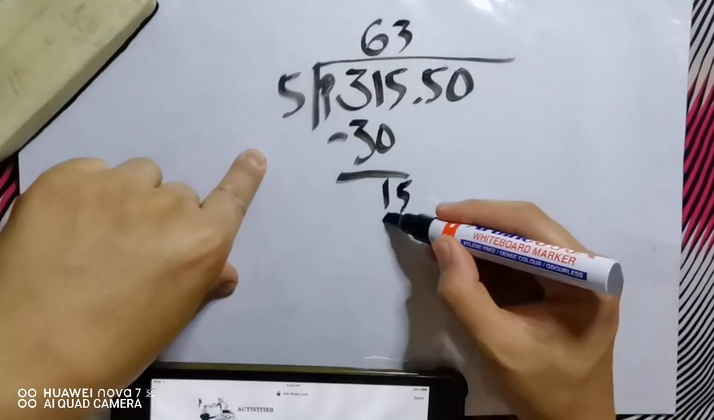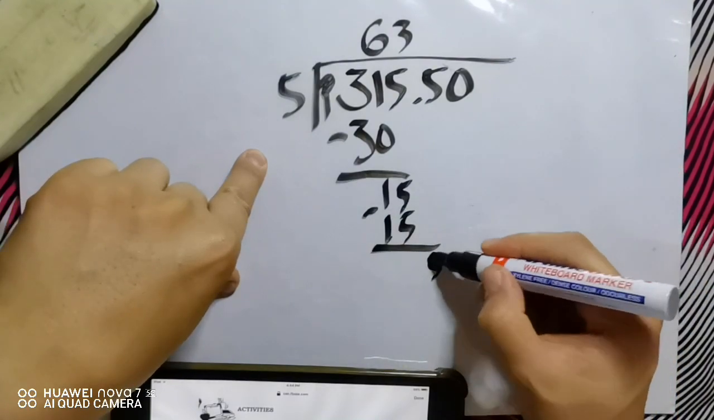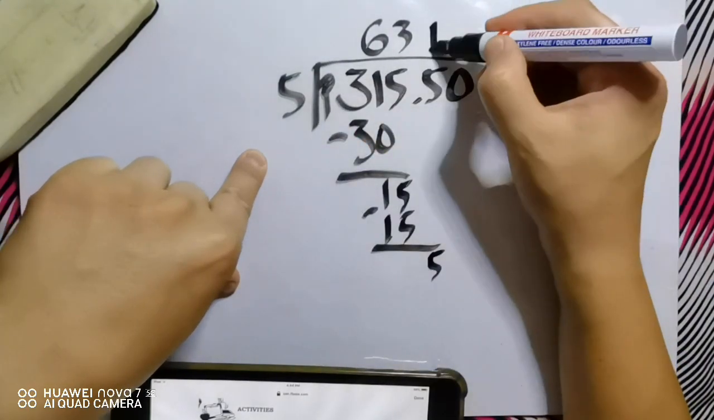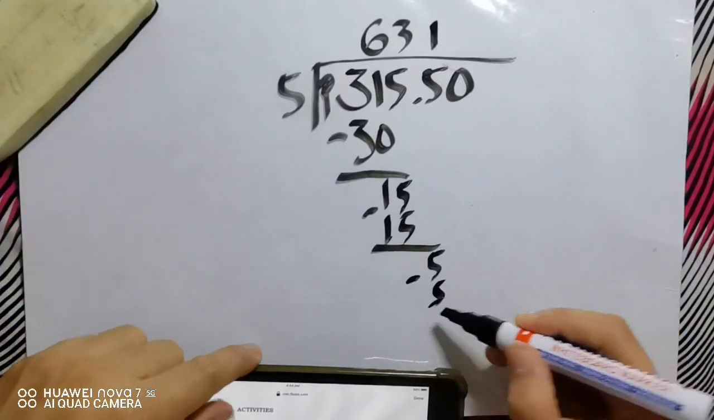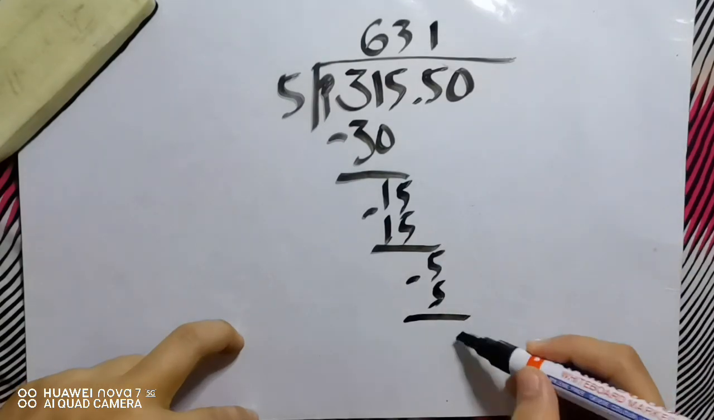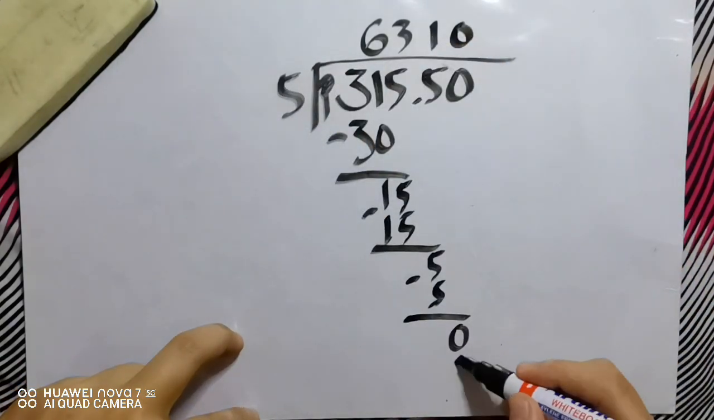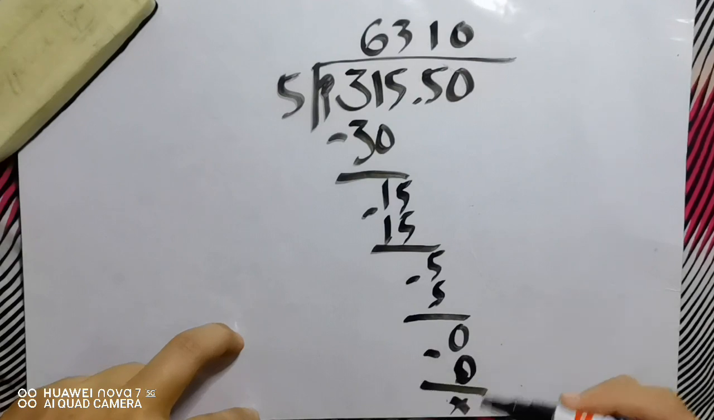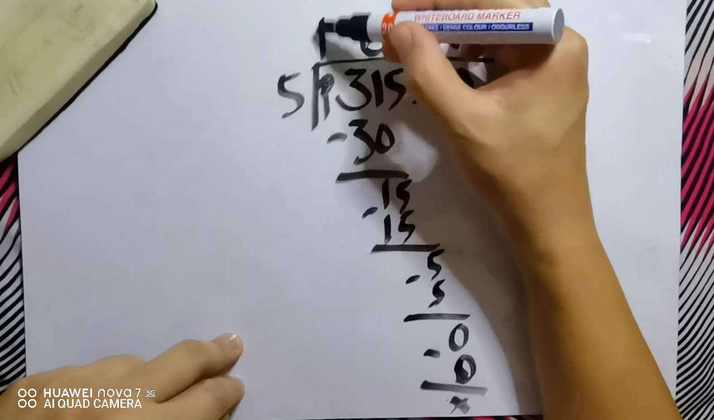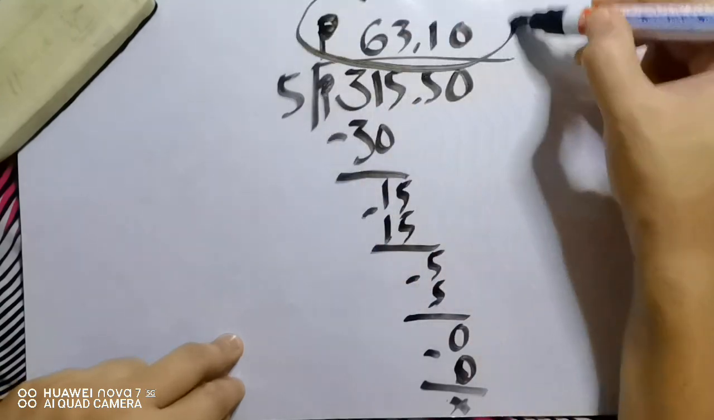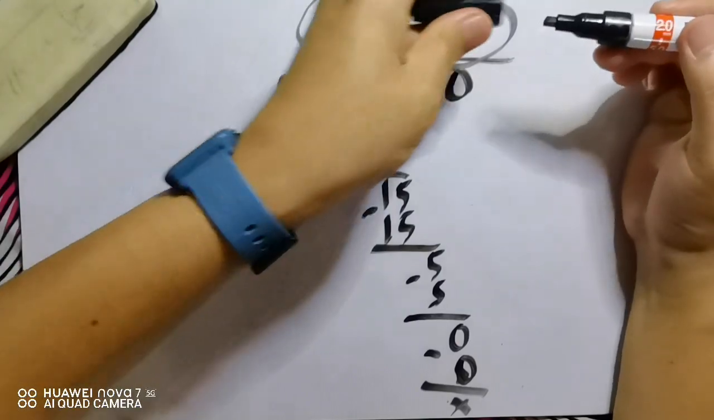You have 15. So 0, bring down 5. 5 divided by 5, that's 1. You have 5 here. Baba. Okay. Bring down 0. 0 times 5, you have 0. 0 times 5. 0 again. So x. So, decimal point taas. And then you have here the peso sign. So, the answer is 63 pesos and 10 centavos.